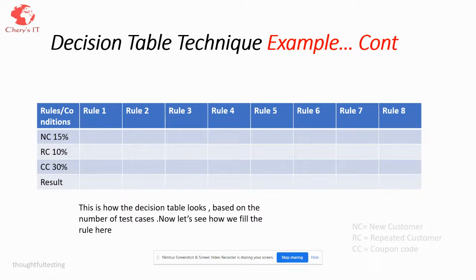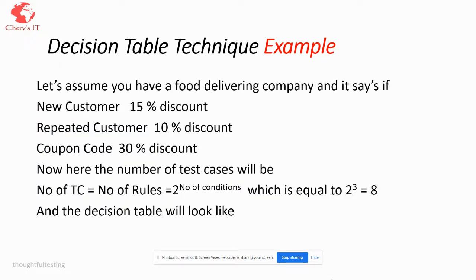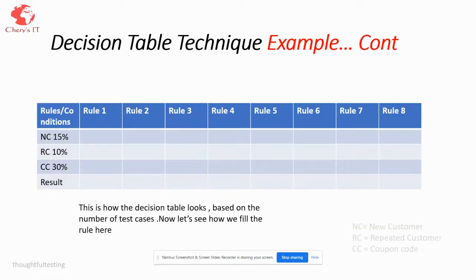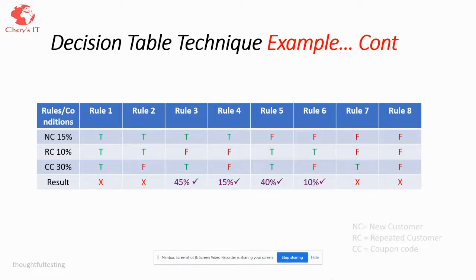This is how you build your decision table. The first column will be your rules or conditions. How many rules are you getting in this? We got 8, so there should be 8 rules here. This is how the decision table looks based on the number of test cases. Now let's see how we fill this table.